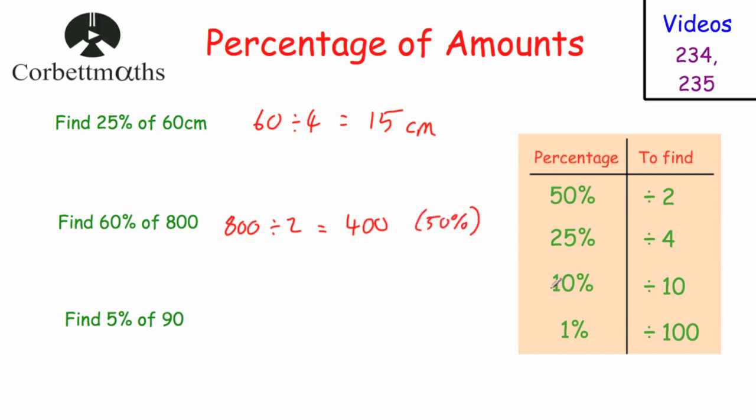Now we want to find our 10%. So to find 10%, we divide by 10. So we take our 800 and we divide it by 10. And 800 divided by 10 is 80, and that's 10%.